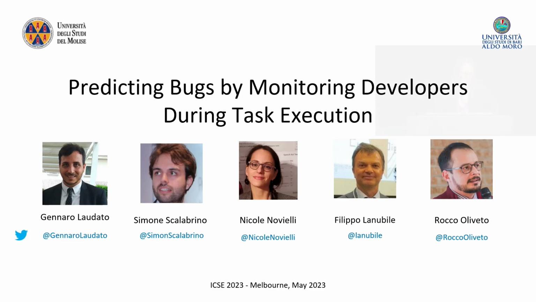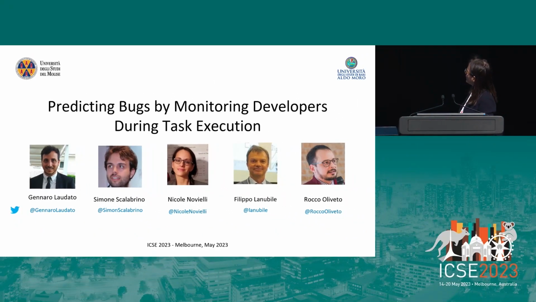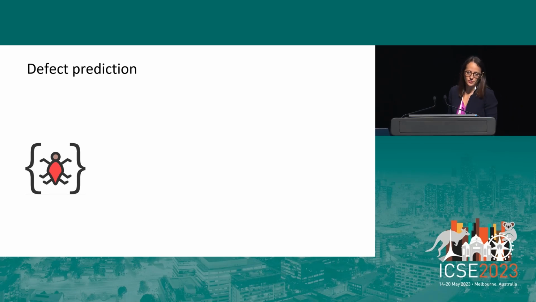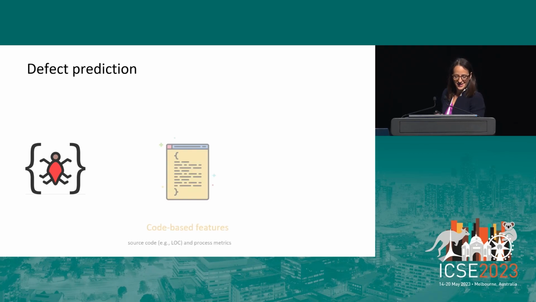Okay, good morning everyone. I'm Nicole from the University of Bari, and I'm happy to present our work, which is joint work with the University of Molise, and it's about predicting bugs by monitoring developers during task execution. Of course, we are in this session, so there's no need to explain the motivation, why it is important to identify defective parts of the source code.